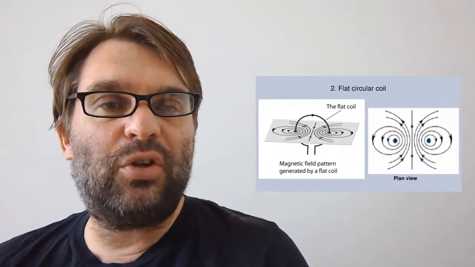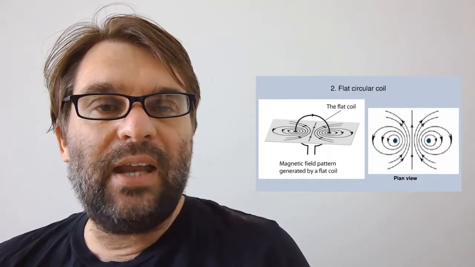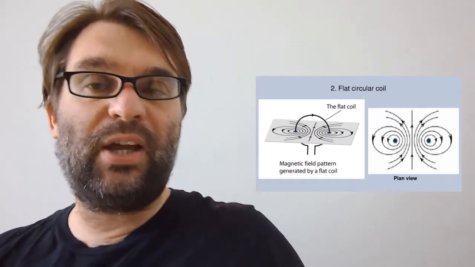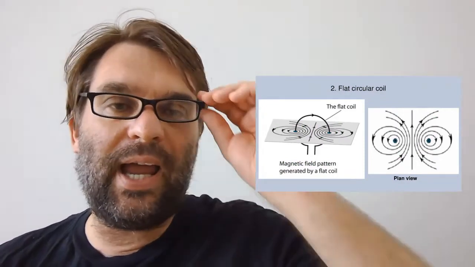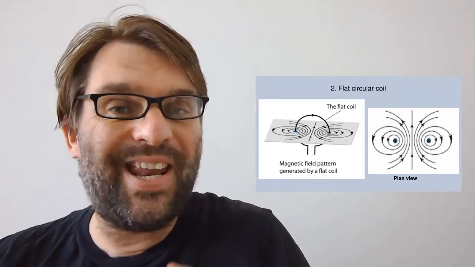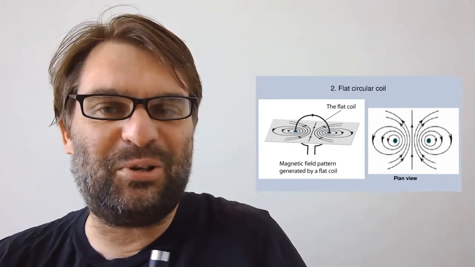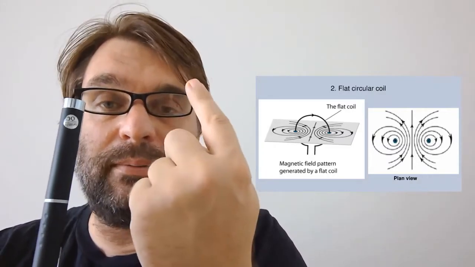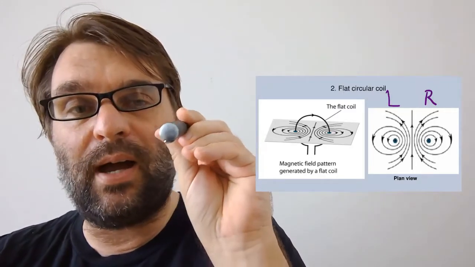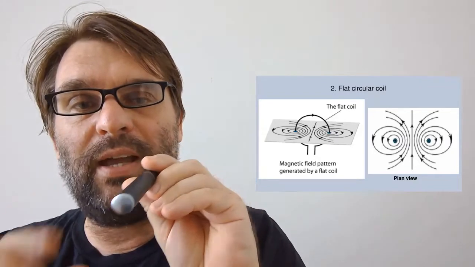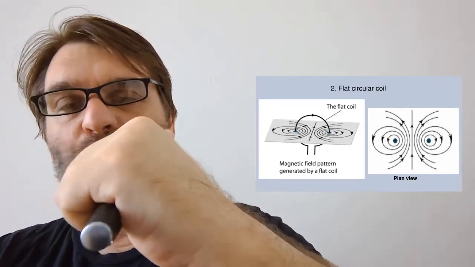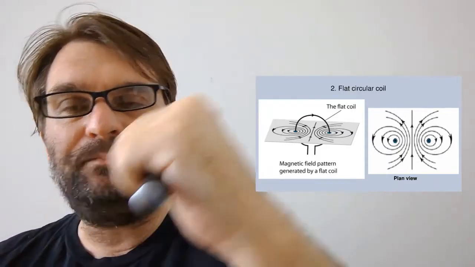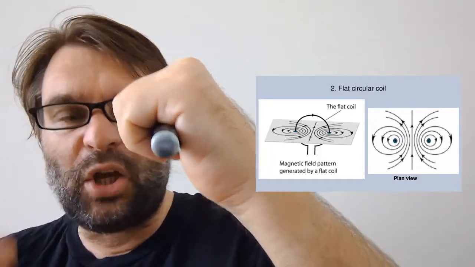And then we have the flat circular coil. It's more pronounced if you look at the plan view of what's happening, because again, we can use the right-hand grip rule to determine the direction. In the left-hand side, the current is coming out of the page, towards me, and if you grip, you can see that the direction of the magnetic field is going to be anti-clockwise.